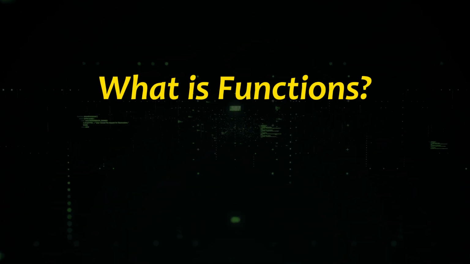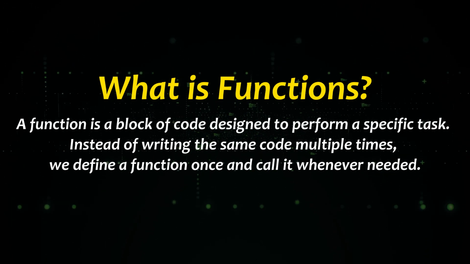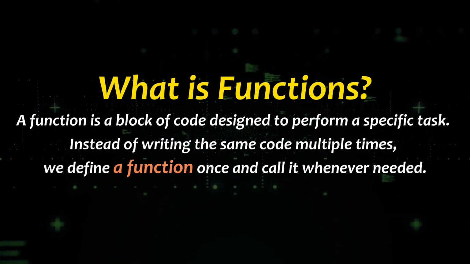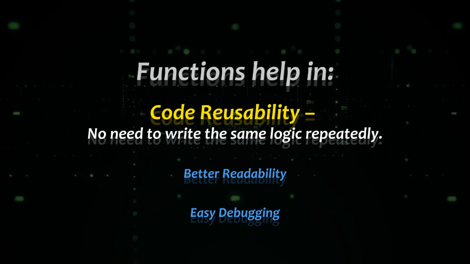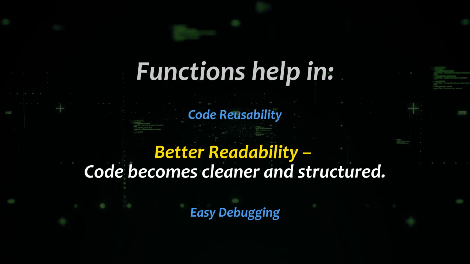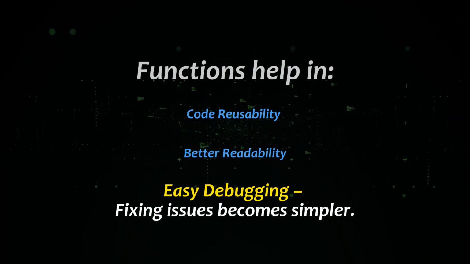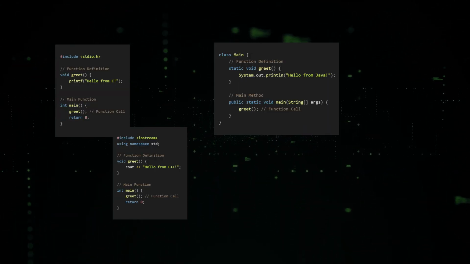What is a function? A function is a block of code designed to perform a specific task. Instead of writing the same code multiple times, we define a function once and call it whenever needed. Functions help in code reusability: no need to write the same logic repeatedly. Better readability: code becomes cleaner and structured. Easy debugging: fixing issues becomes simpler. Now, let's see how functions are implemented in C, C++, Java, and Python.